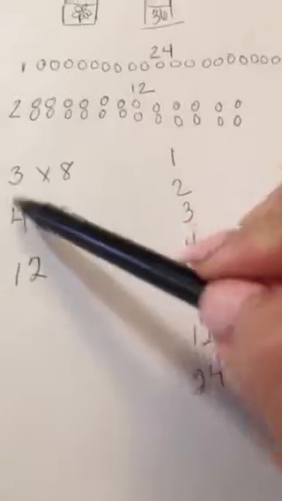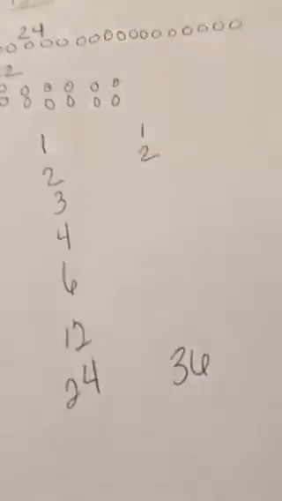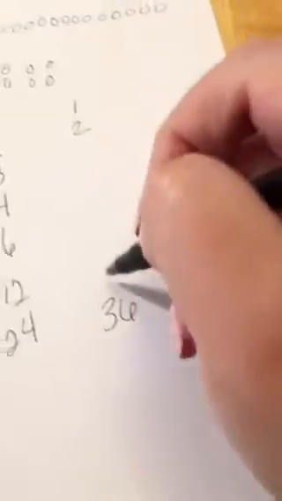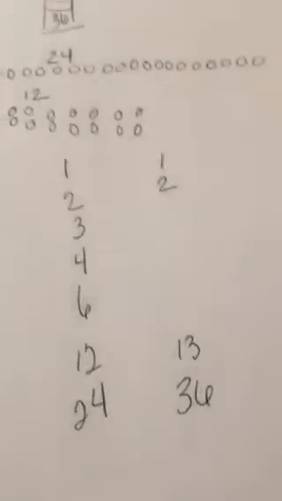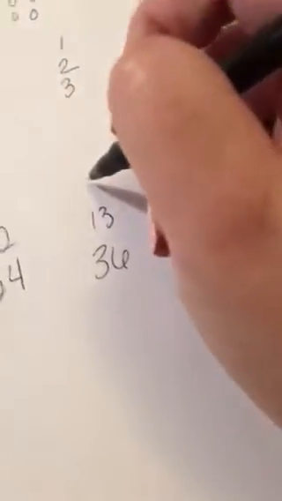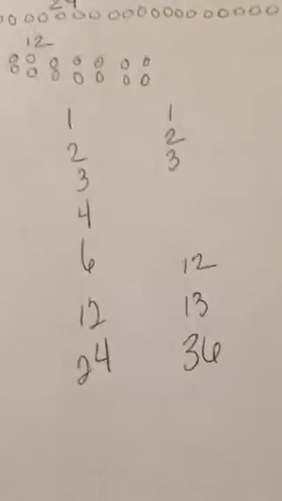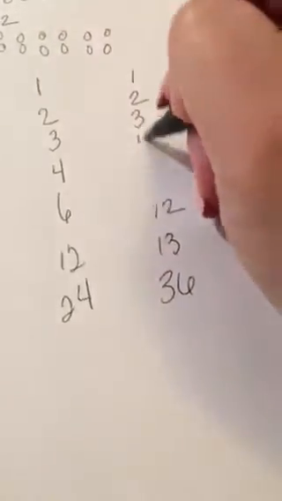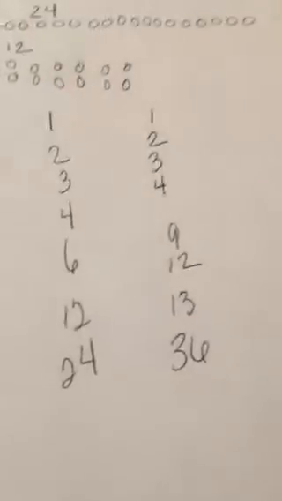I want to know about 36. So I can say the same thing. I could go ahead and do the same thing, or I can go down the number line. I'm going to say 1 times 36 equals 36. 2 times 18 equals 36. 3 times 12 equals 36. 4 times 9 equals 36. And 6 times 6 equals 36.